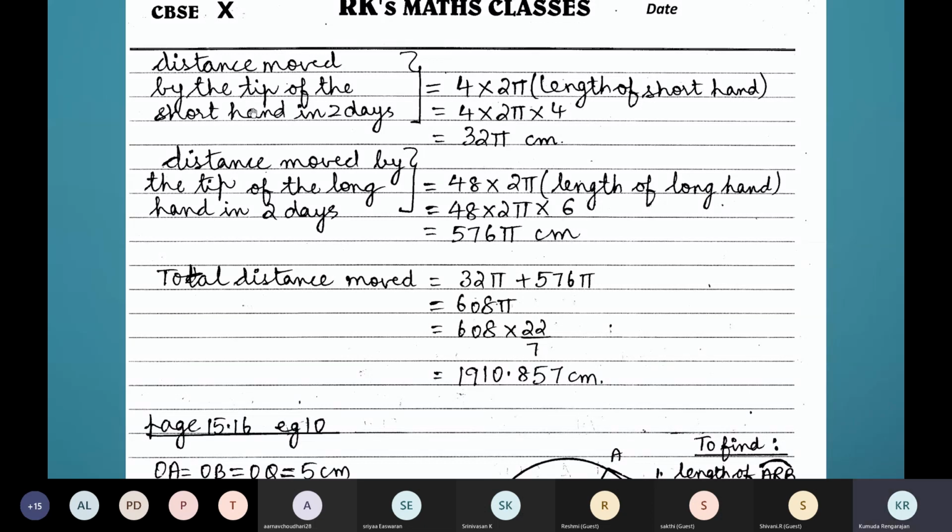So I found the distance moved by their tips in 2 days separately in terms of pi, and then add both, and then use the value of pi once for all here. Yes, this again is simple but important. Please complete the answer now in the class.